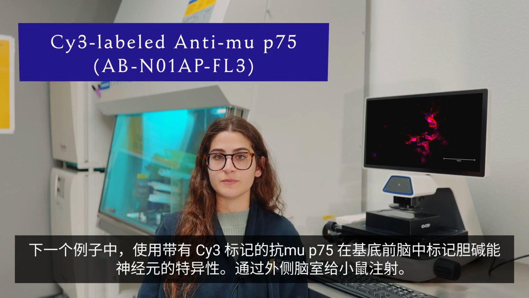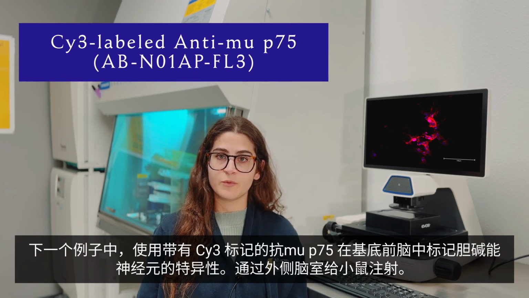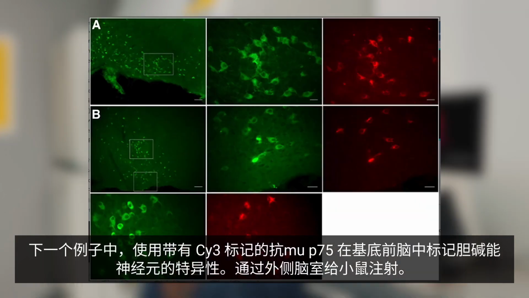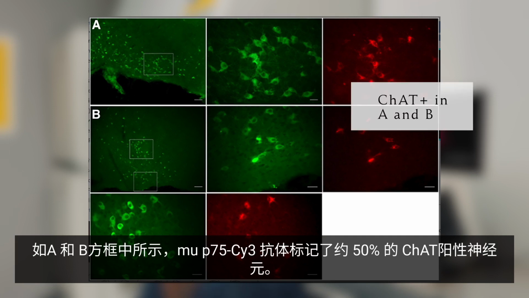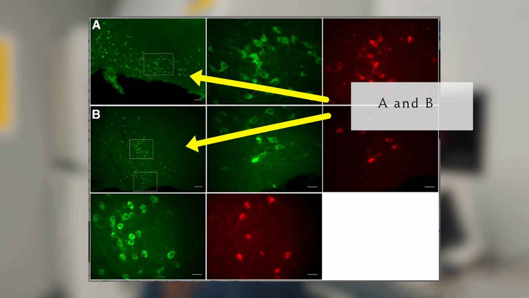In the next example, anti-mu-p75 with a Cy3 tag was used to specifically label cholinergic neurons in the basal forebrain. Mice were injected in the lateral cerebroventricle. About 50% of CAD-positive neurons were labeled with the mu-p75 Cy3 antibody, as seen in boxes A and B.